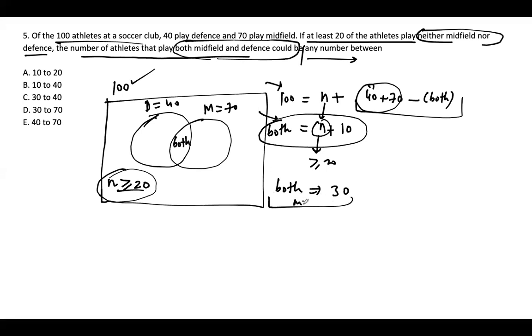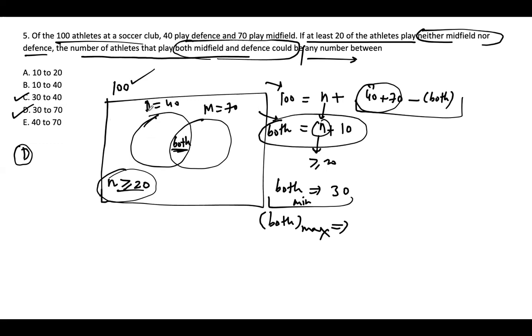Yeah, but can you please tell me what is the maximum value of both? 30 is here in the options, 30 is also here. Is my answer D? Can you hear me? Is my answer D or is my answer C? So I got D. You got D.